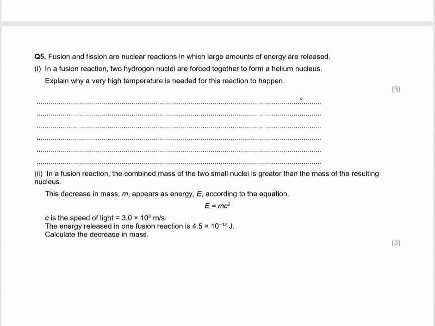Now, this one here is talking about why do we need high temperature for this to happen. Okay. Now, high temperature, what does high temperature mean? So high temperature means high kinetic energy. Okay, so they can move very fast, with high energy, to overcome the electrostatic force of repulsion.